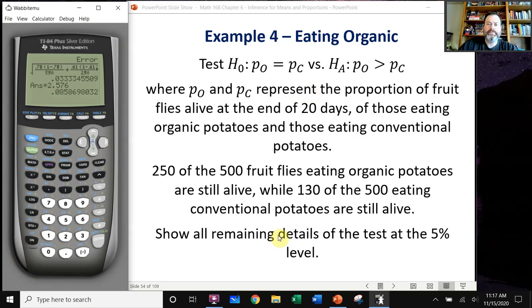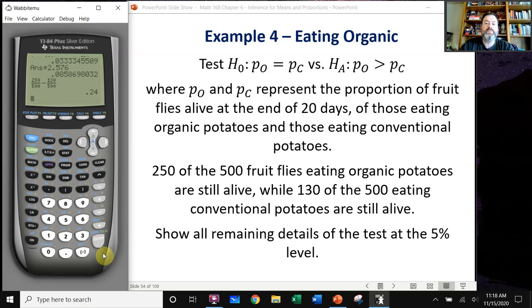So first thing up, sample statistic. Well, this is a difference in proportion, so we need p hat 0 minus p hat c. So we're going to have something minus something else. Well, 250 out of 500, minus 130 out of 500. 0.24. So p hat 0 minus p hat c is 0.24.